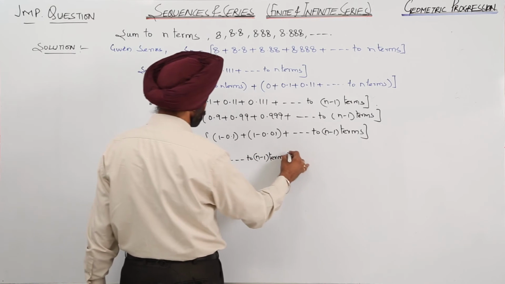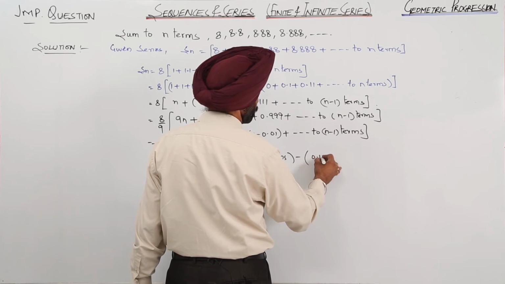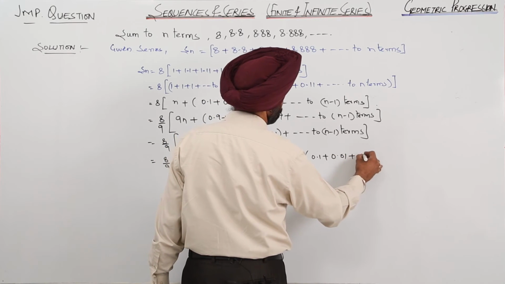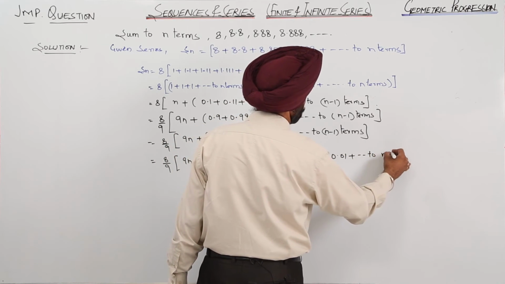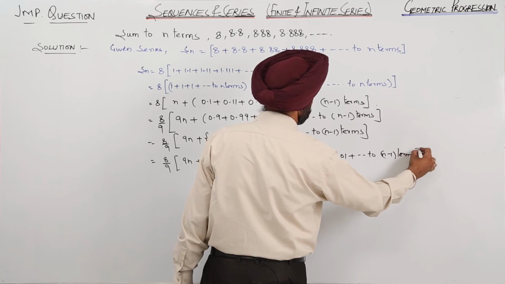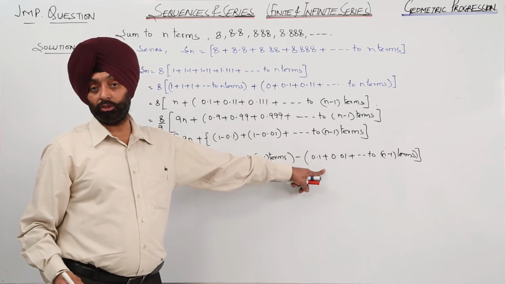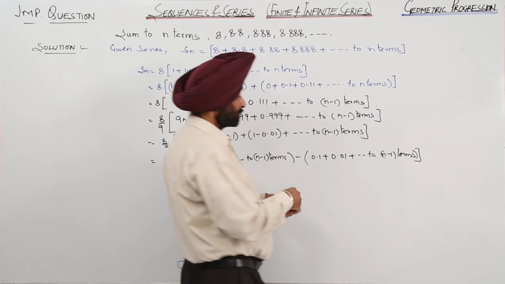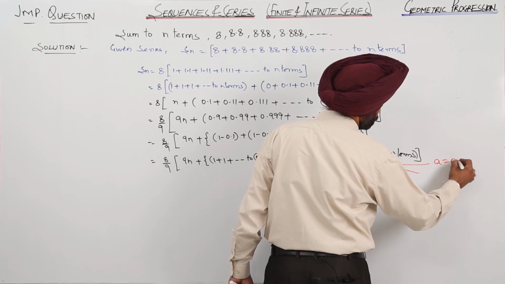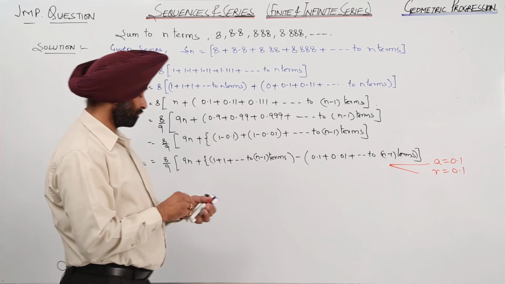minus (0.1 + 0.01 + ... up to n minus 1 terms). Now here this becomes a GP. For this part, the first term a is 0.1 and the common ratio r is also 0.1.